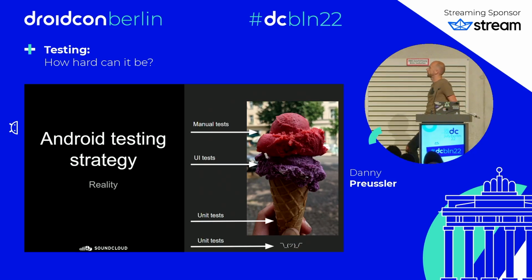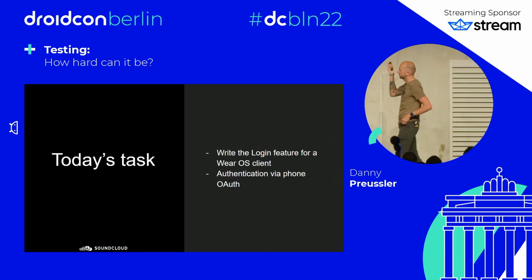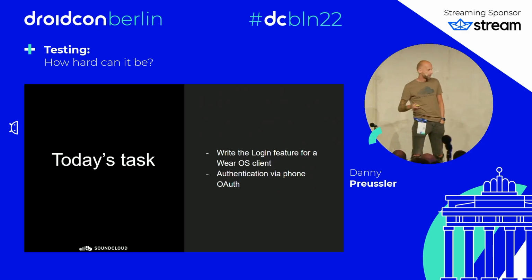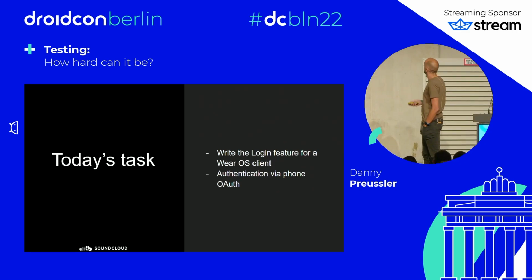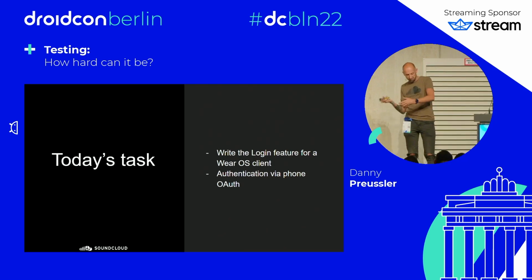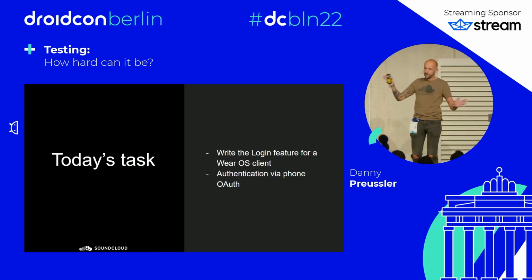So what are we talking about today? Lately I was starting on the Wear OS client for SoundCloud. I couldn't say it at Lisbon, but now it was announced at I/O. And the very first thing was this task: I want to write a login feature. The idea is, for this first ticket, there's a login button, I click it, it opens my phone, I do an OAuth login there, and then it just says I'm logged in. So my very first ticket, this is how I started.